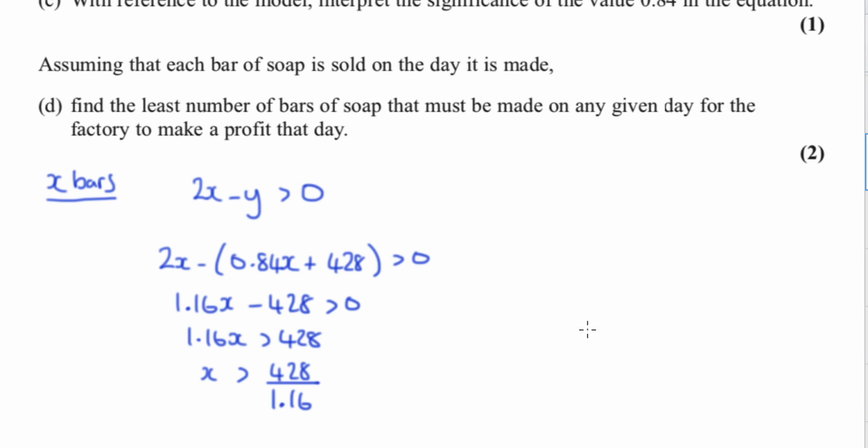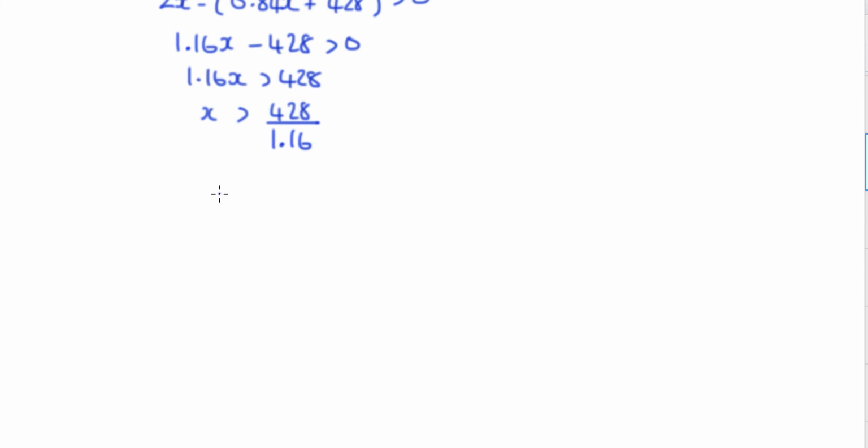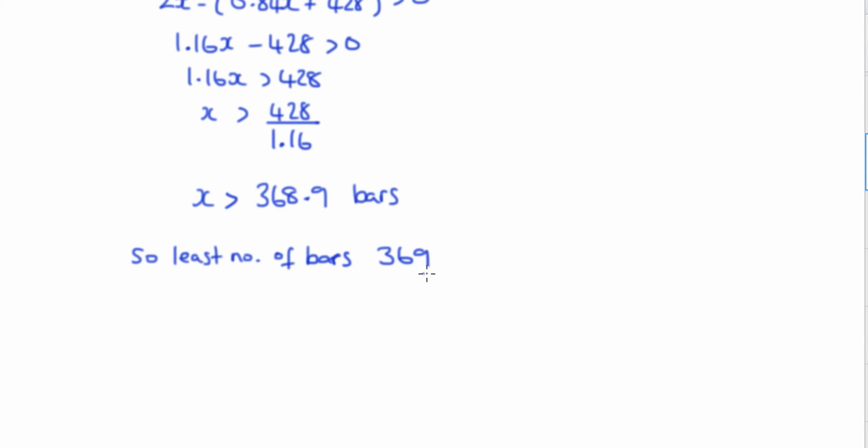Which is 368.9 bars of soap. So the least number of bars is going to be 369 bars of soap.